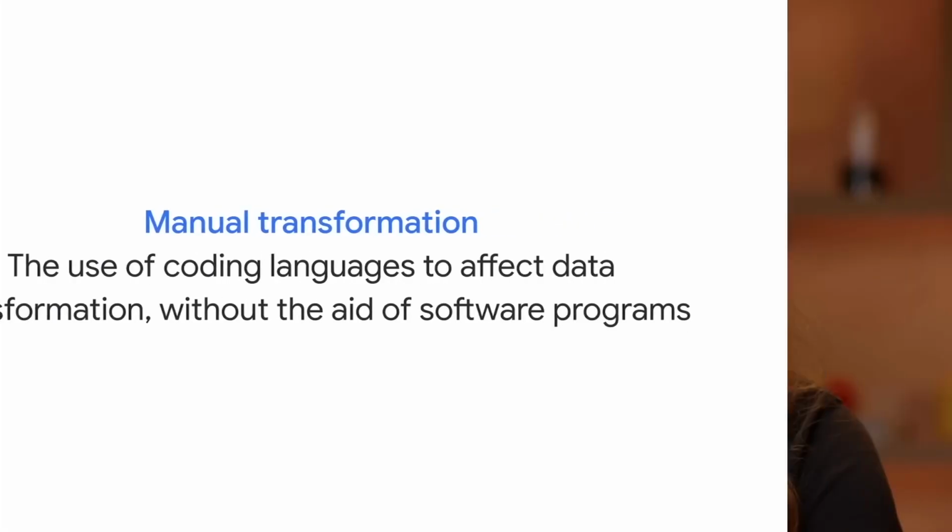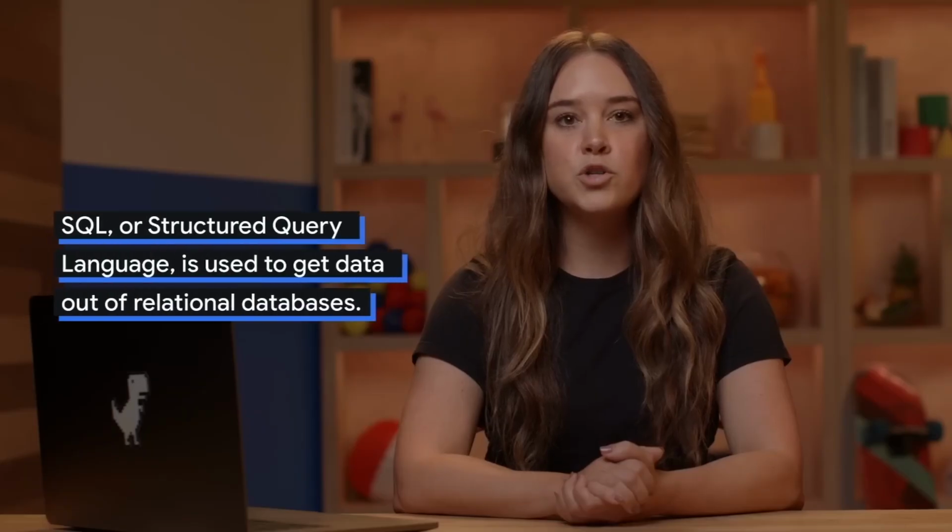Manual transformation is the use of coding languages to effect data transformation without the aid of software programs. This includes languages like SQL, Python, and R. SQL, or Structured Query Language, is what you'll be working with for the remainder of this course. SQL is used to get data out of relational databases.